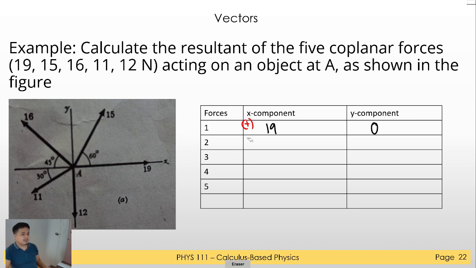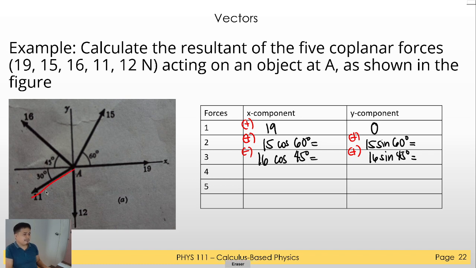And then for this one, we have 15 cosine 60 degrees. Both of them are positive, the x and y coordinates, and then 15 sine 60. Let's evaluate this later. And then for the third one, we have 16. In here, we have a negative x, since this is towards the left, and a positive y. So this is negative, this is positive. We have 16 cosine 45, and then 16 sine 45.